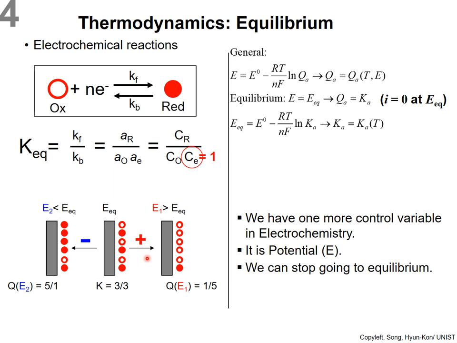Whereas we could apply a positive potential. So some portion of the product, well, reduced species, is oxidized. Then right now, the quotient or equilibrium constant at E1, where the potential is positive, is equal to 1 over 5, 0.2. So we could control the equilibrium constant in electrochemistry by applying the potential.